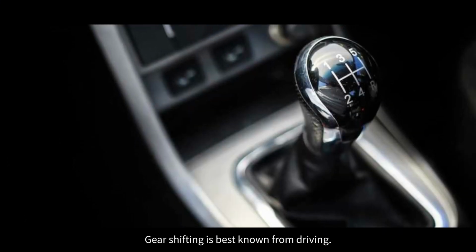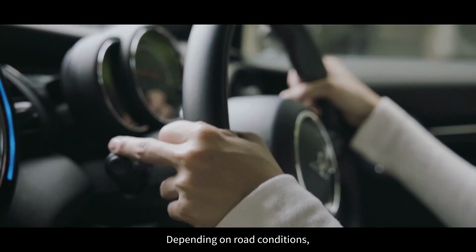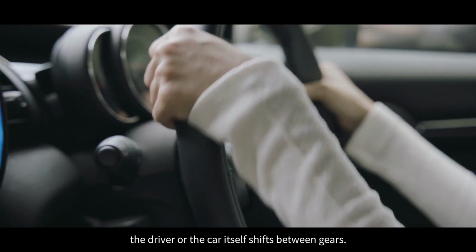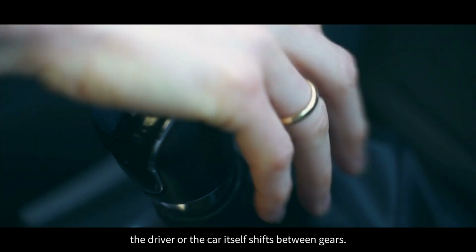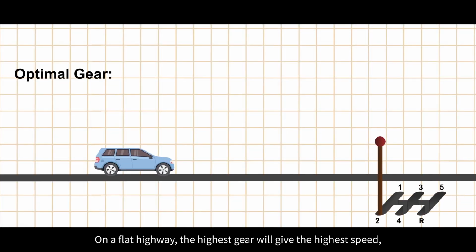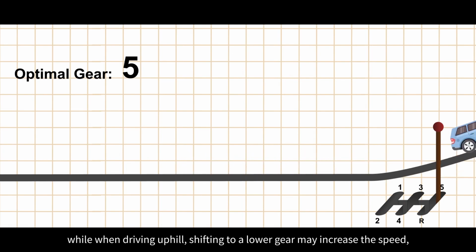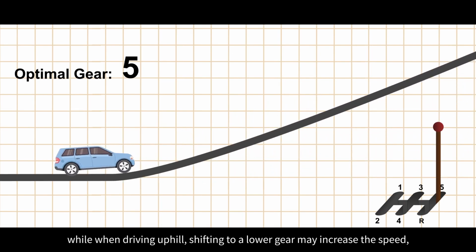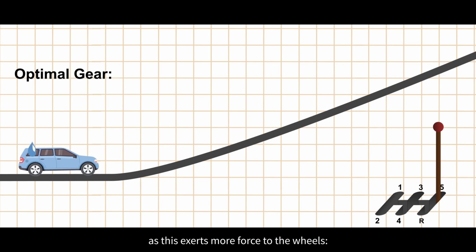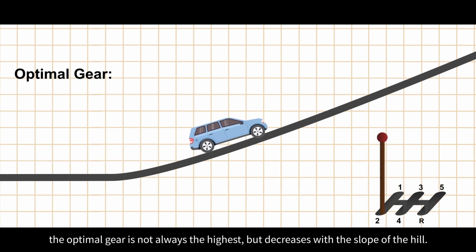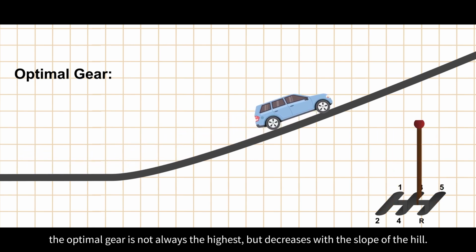Gear shifting is best known from driving. Depending on road conditions, the driver or the car itself shifts between gears. On a flat highway, the highest gear will get the highest speed, while when driving uphill, shifting to a lower gear may increase the speed, as this exerts more force to the wheels. The optimal gear is not always the highest, but decreases with the slope of the hill.